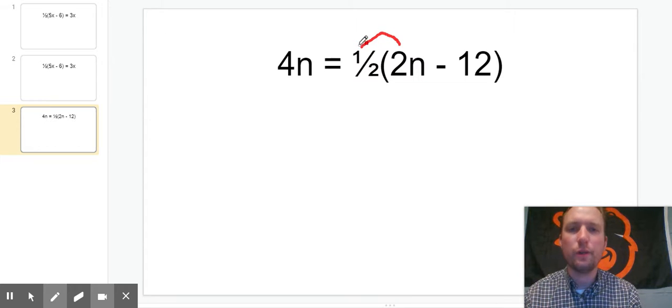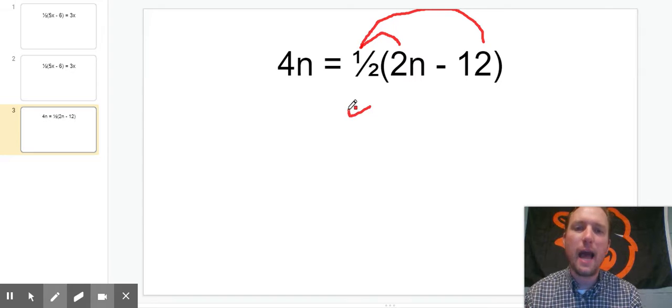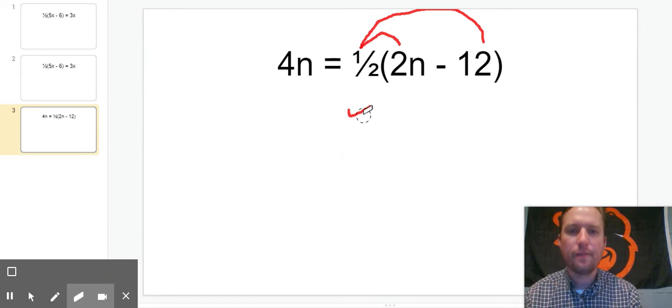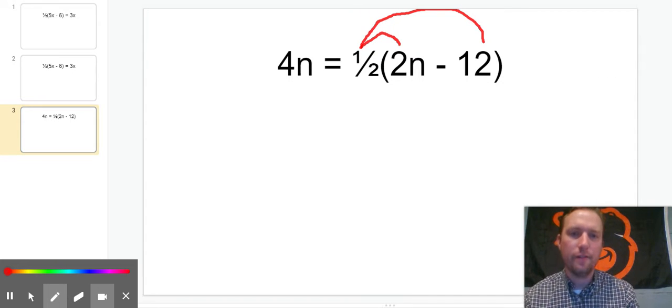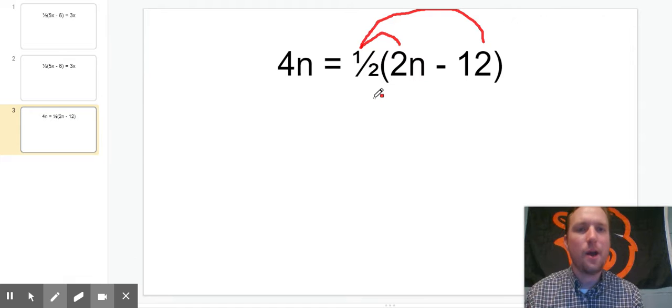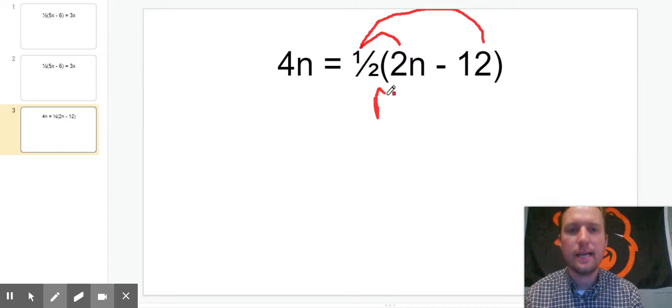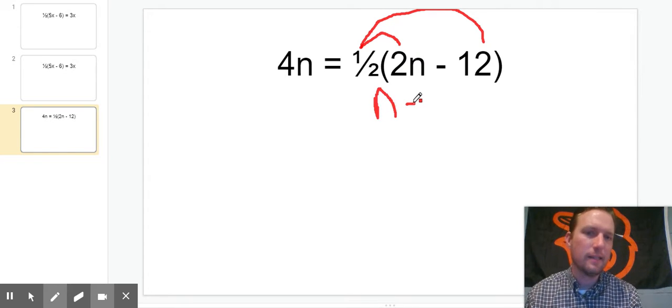When I look at a problem like this and it has 1/2 times 2n minus 12, I see that we can use the distributive property of multiplication, and I can multiply this half by 2n and by 12. So I can take 1/2 times 2, and I know half of 2 would be 1. So it would leave me with 1n, but we don't write 1n. We would just write it as n. And I know half of 12 is 6, but if you're unsure of how we got that, we can multiply it out.